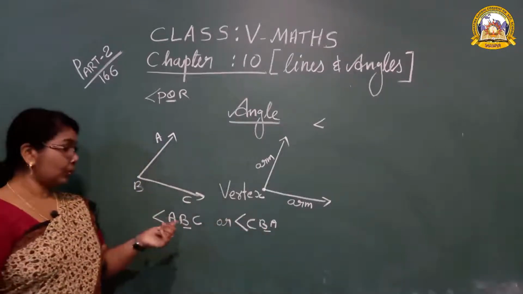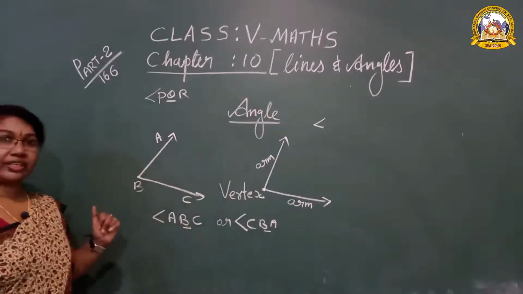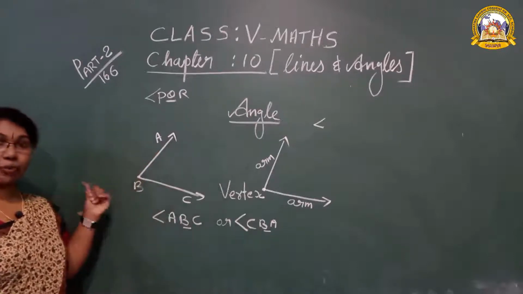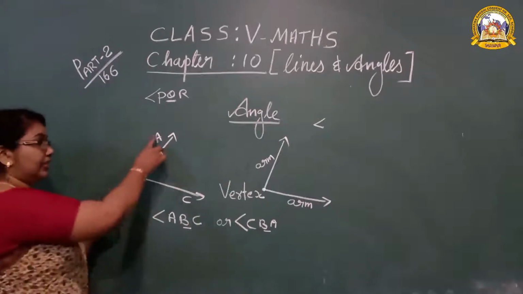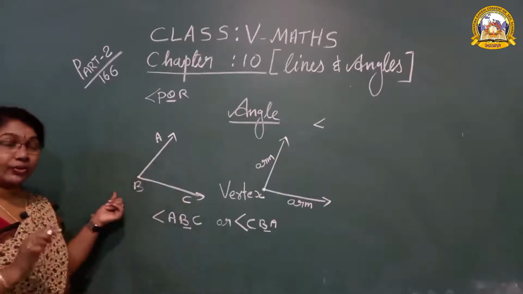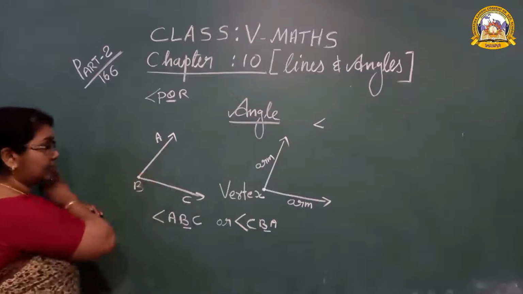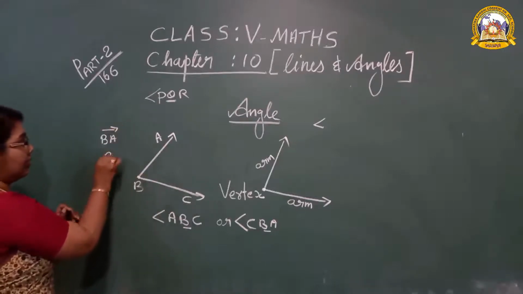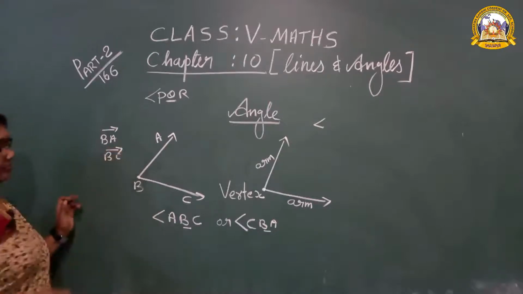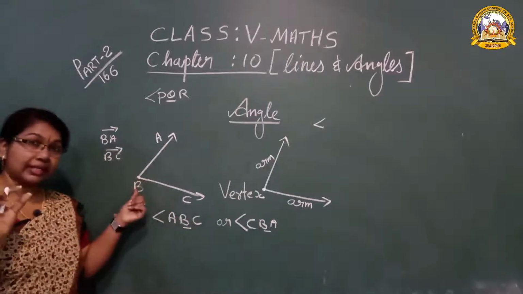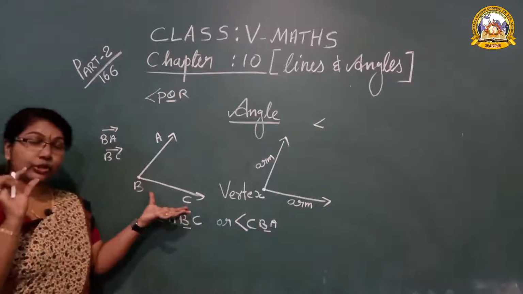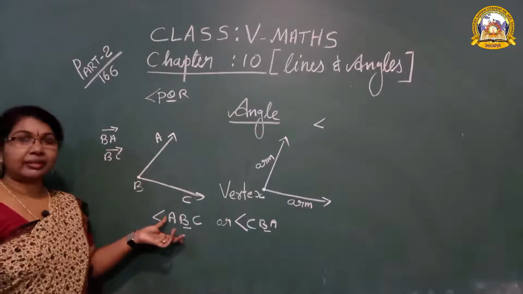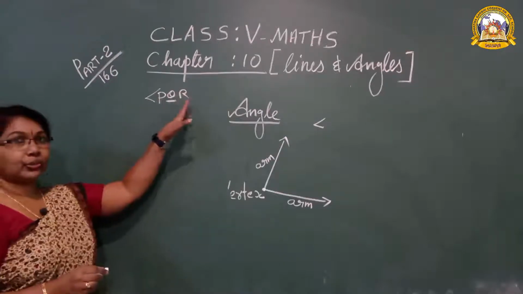Then the question: what is the vertex of angle ABC? B is the vertex. Can you say the names of the arms here? A or C? No. How to say it? You should start with B. So BA is one arm and the other arm is BC. Understood? While writing an arm's name, you need two letters, and the vertex letter should be in the middle.